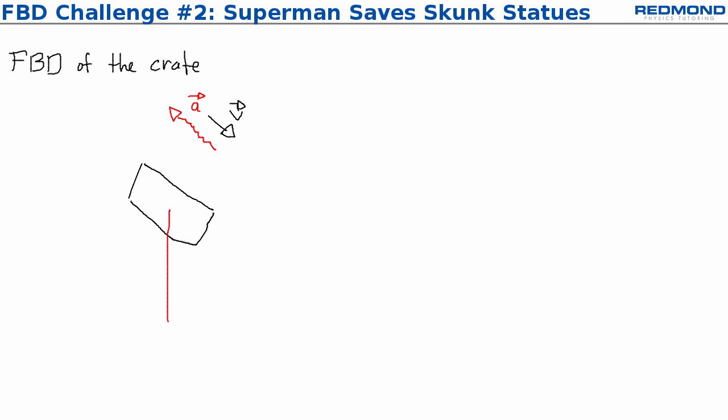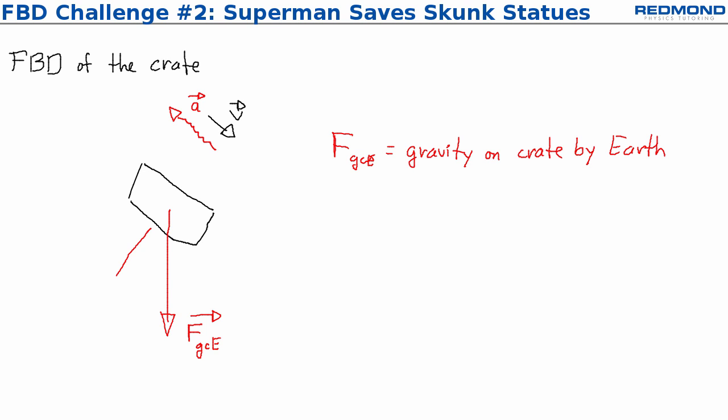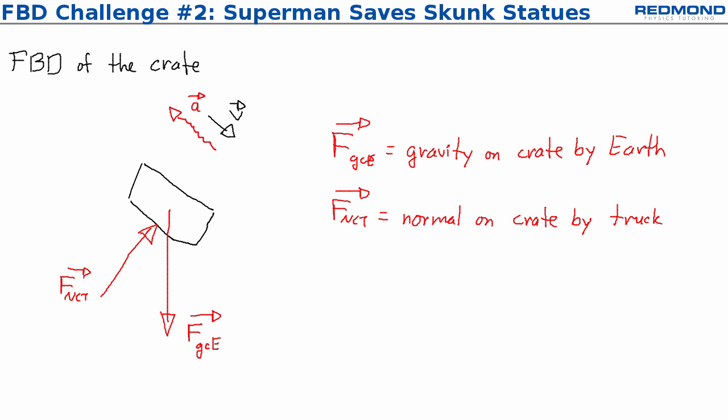There is weight, FGCE, which is the force of gravity exerted on the crate by the Earth. There is also a normal force, FNCT, acting on the crate by the truck. And this normal force is perpendicular to the contact surface and upwards to prevent the crate from passing through the truck. Finally, there is friction, FFCT, which is the friction on the crate by the truck. The direction of friction is in the plane of contact, parallel to the bottom of the crate.